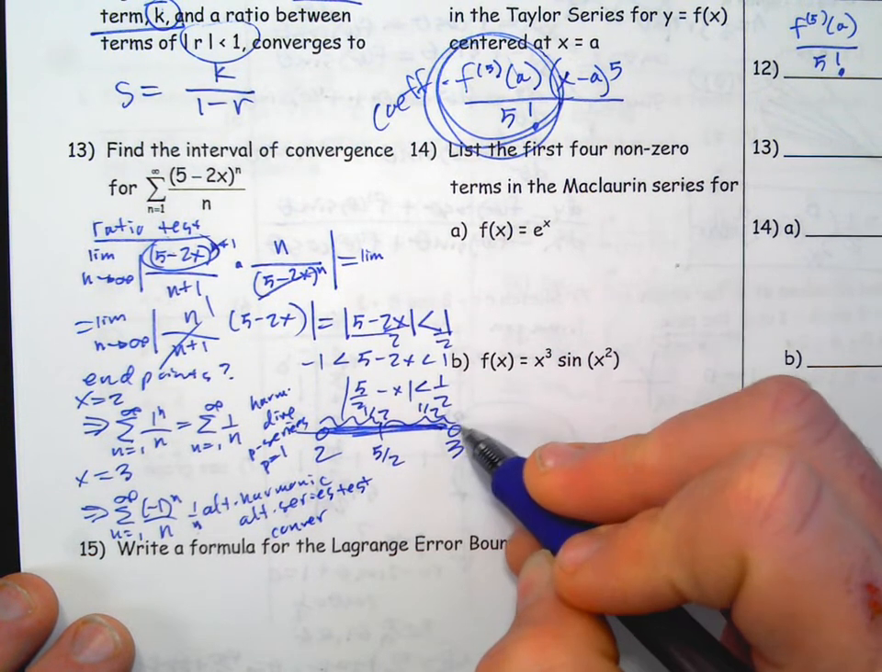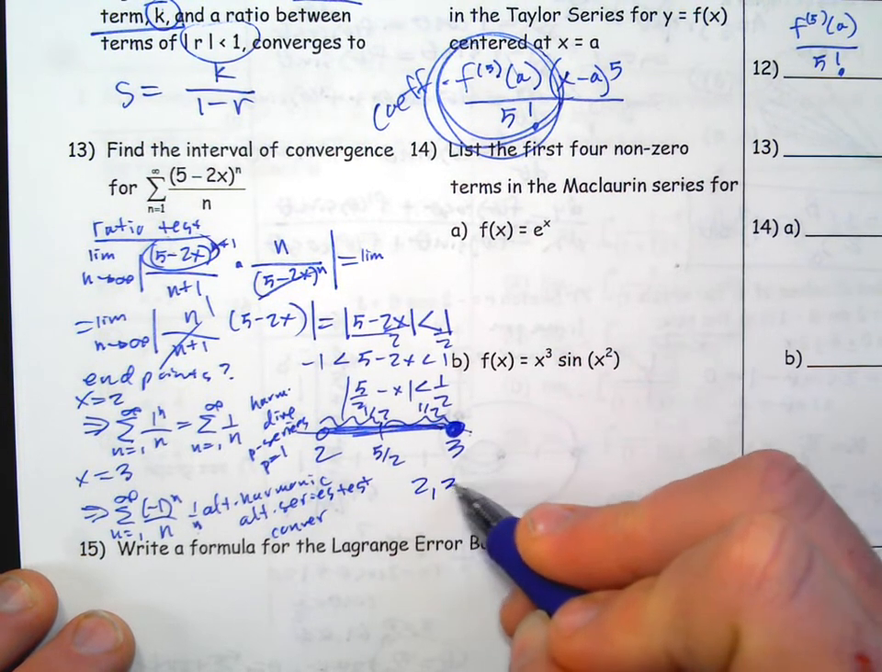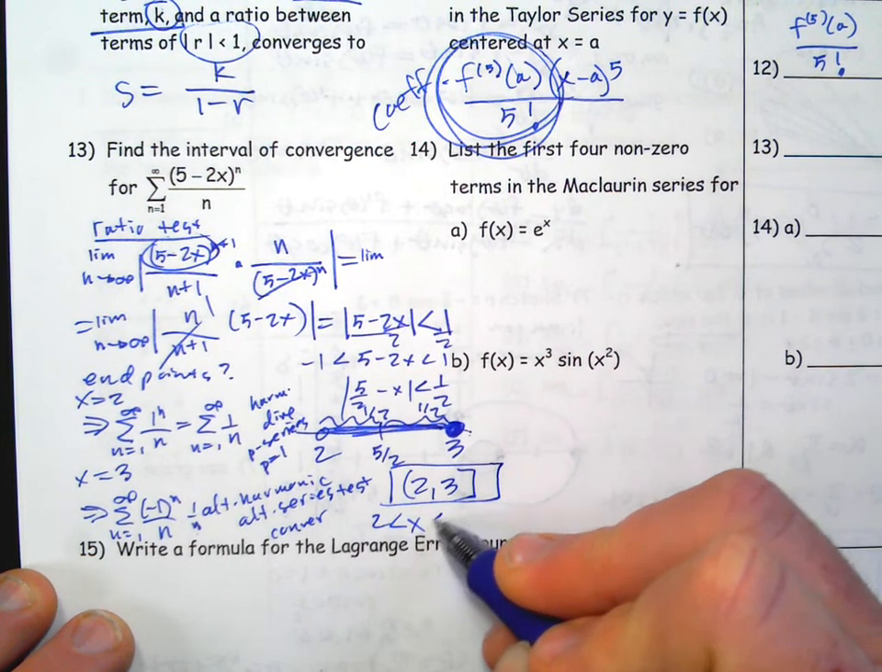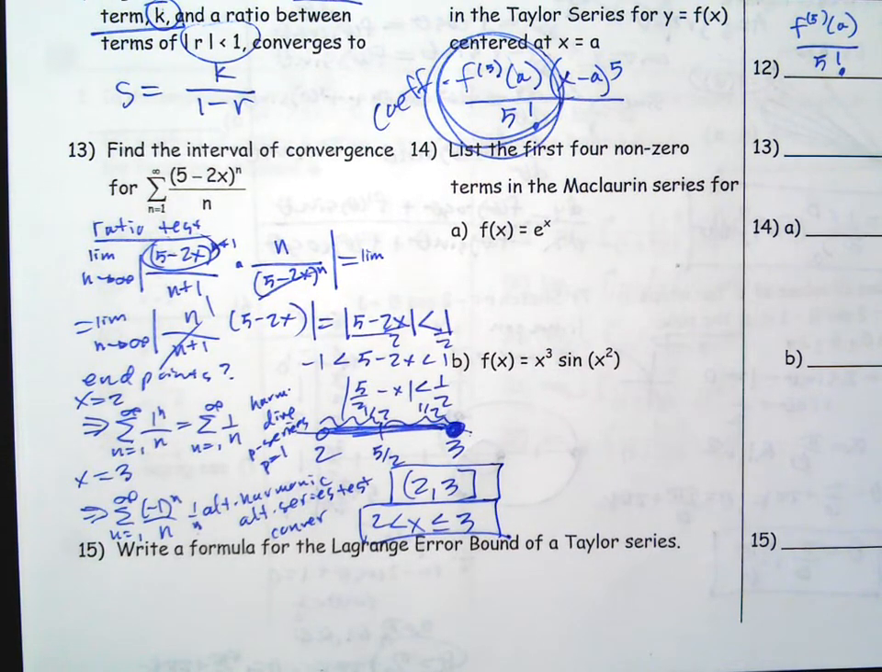So 3 works, 2 doesn't. Your interval of convergence is this or this. Okay, you got to test the endpoints.